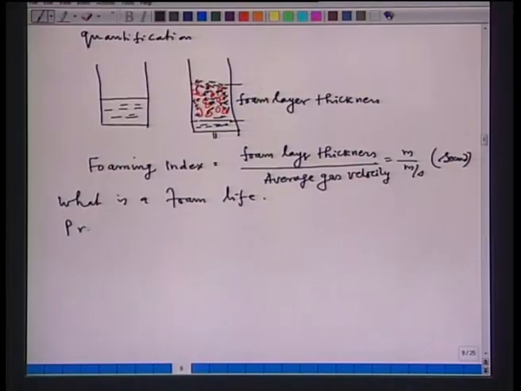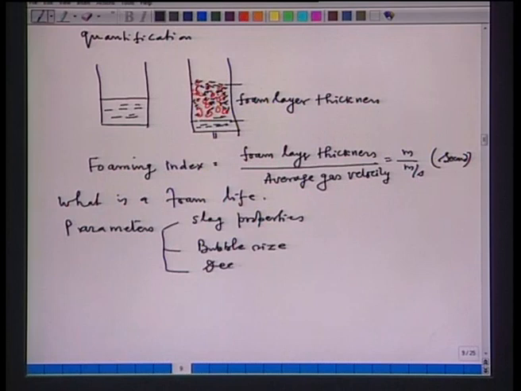Foam life is directly proportional to the foaming index. Low foaming index, low foam life; higher foaming index, higher foam life. Now, the parameters that control the foaming are, for example, slag properties, then bubble size, then the decarburization rate.